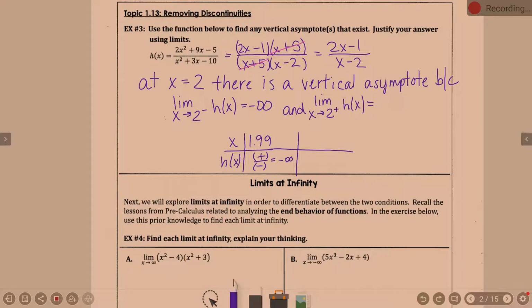Now, if we go 2 from the right, so say 2.01, 2.1, something from the right, if we plug it in on top, 2 times something a little bit bigger than 2, minus 1, that's positive. So that's like 4 minus 1 again. On bottom, something a little bit bigger than 2 minus 2 is also positive. And positive divided by positive is going to be positive infinity. So again, that's talking about our vertical asymptotes using limits.